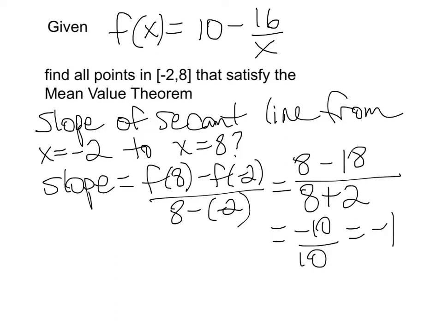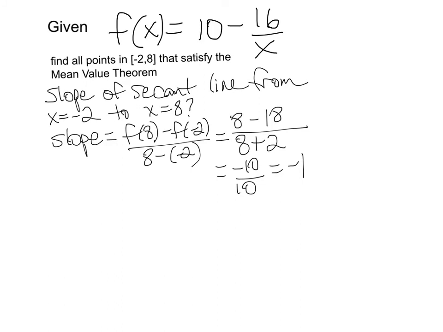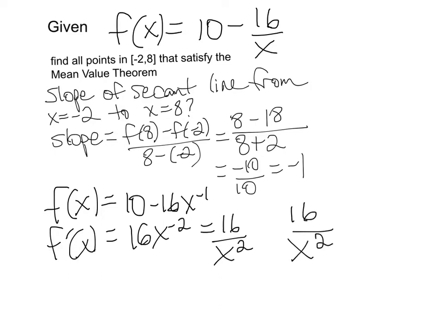So the mean value theorem would say that there must be some point in the interval from negative 2 to 8 where the derivative, or the slope of the tangent line, is equal to negative 1. So we need to find the derivative of this function. Let's first rewrite f of x without the fraction: 10 minus 16x to the negative 1. So now f prime of x is equal to 16x to the negative 2, or 16 over x squared. So we are looking for a point where 16 over x squared is equal to negative 1.